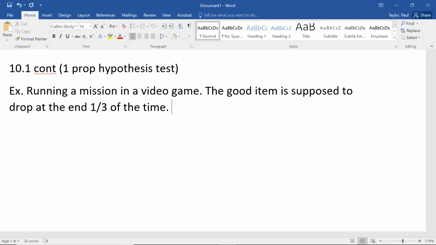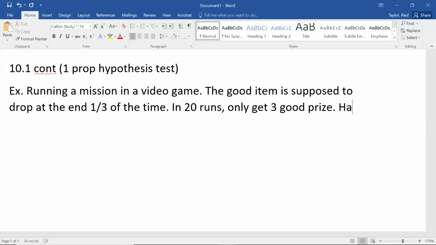The prize you get at the end of this mission is random, and there's only really one of the random prizes that we want, and the probability that the good prize drops is supposed to be 1/3. But today we have some bad luck. In 20 runs through this mission, we only get 3 of the good prize. On the other 17, we got something else that we didn't want.